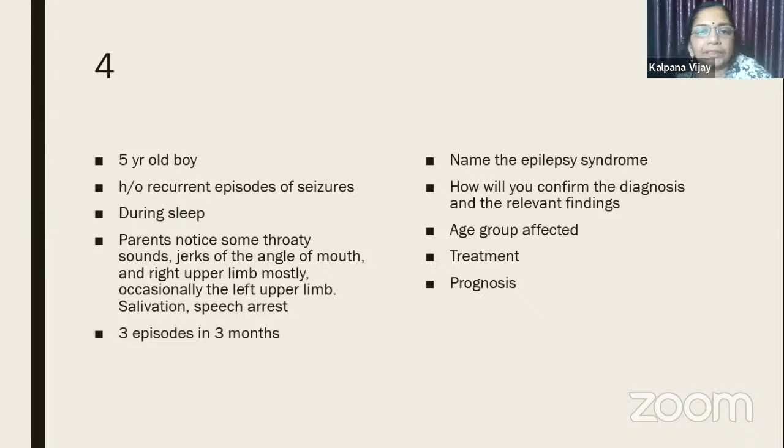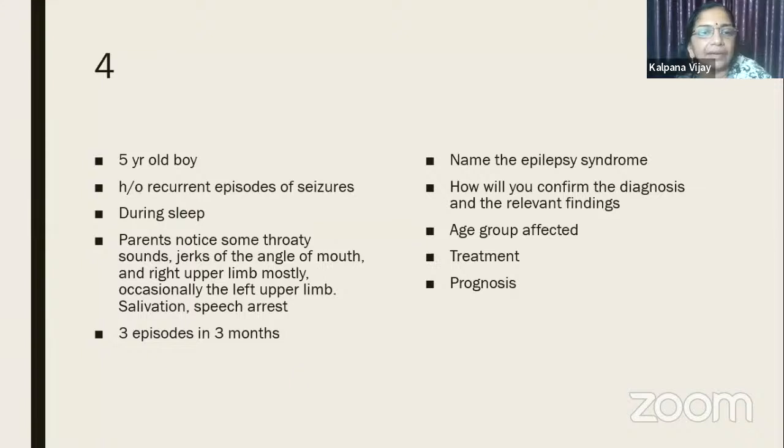And the prognosis? The prognosis is very good. Actually, it is an age-limited disease. So by 13 years, usually 11 to 13 years, it will disappear by itself. So initially, if it is a single episode and all, there is no need for treatment.